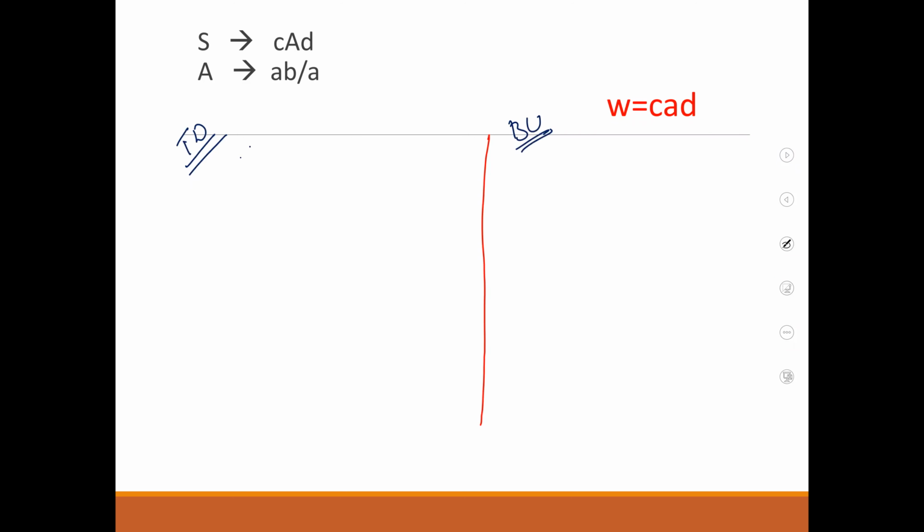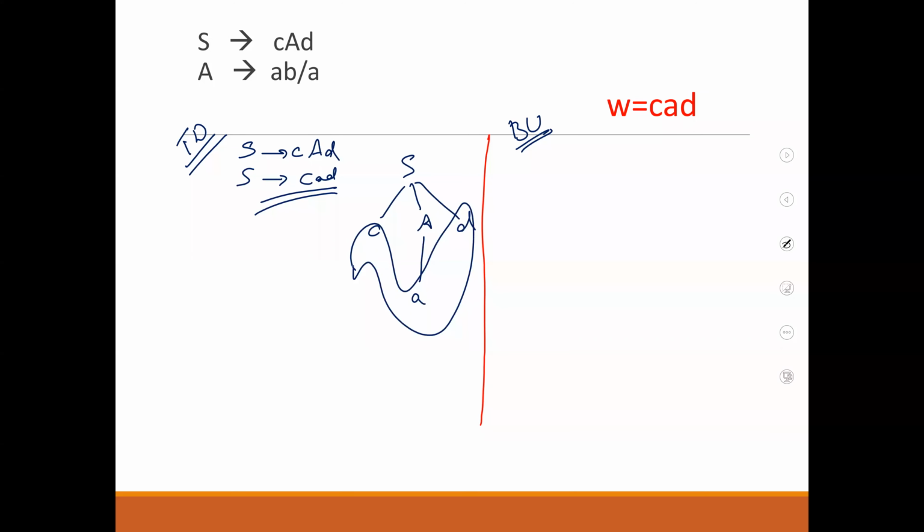Okay, so S is CAD. A can be replaced to small a. This is very simple. CAD, yeah, proved. Okay, you go for the tree. CAD. A, you go for the leaves, CAD, that's it.